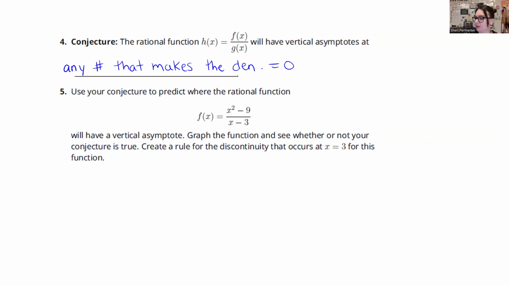And then the questions continue on to the back. I had to try and make more room on the back for us to graph. On to the back, it says, use your conjecture to predict where the rational function, this one, will have a vertical asymptote. Before we can even identify where this vertical asymptote will be, which we know they come from the denominator, what do I have to do first? We've written this down twice on our notes. What do you have to do first? Factor.